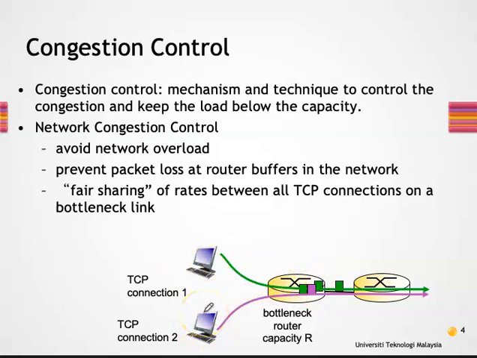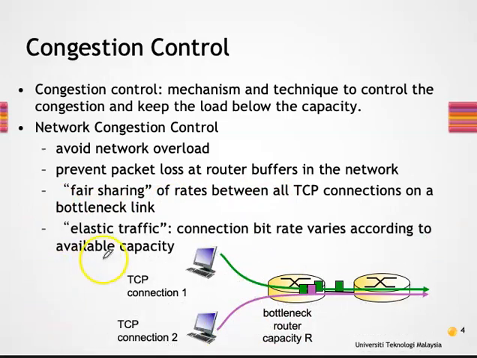Let's say if we have K TCP connections sharing the same bottleneck link, then the average rate each TCP connection should have is R over K. So this means the fair sharing of rates between TCP connections on a bottleneck link. Besides fair sharing, it also provides elastic traffic, meaning that connection bit rate can vary according to the available capacity. Or in other words, it is more flexible to whatever the network can offer.